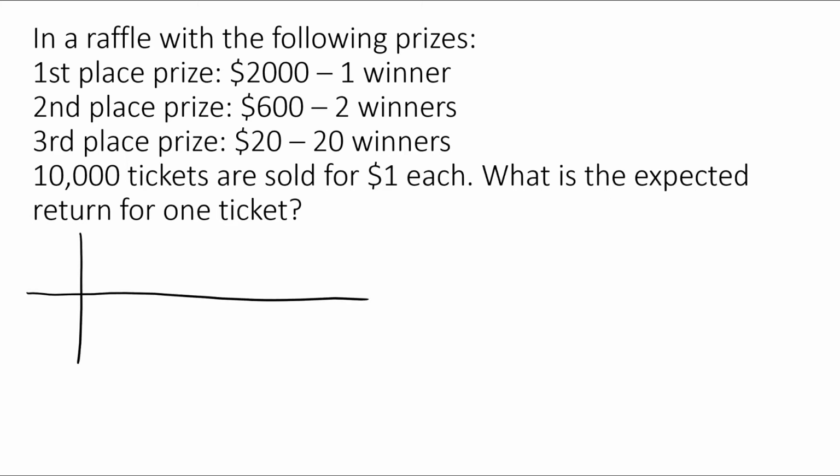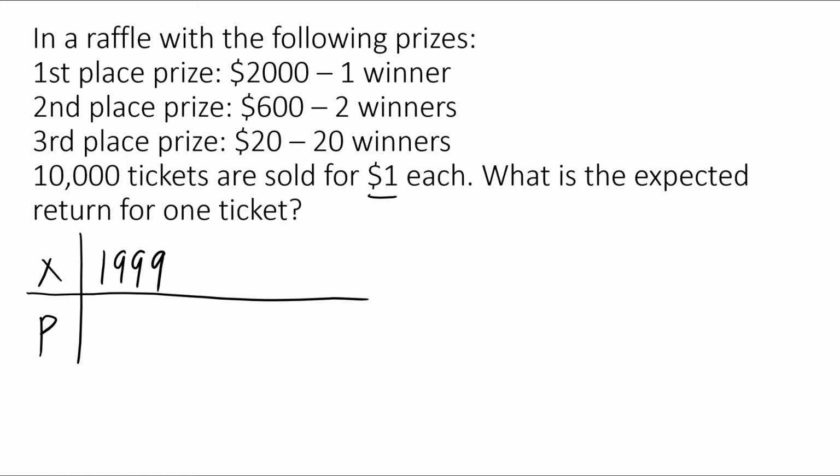All right, so we'll have our x's and our p's. So the x's will be all of the different outcomes. Now, first place prize, that person will win $2,000. Well, actually, they'll be paid $2,000. However, they bought a $1 ticket. So their profit here isn't actually $2,000. Their profit is actually $1,999. Because they paid $1 to get $2,000. So our x's are always going to be our profits in these cases. So you want to be careful here.